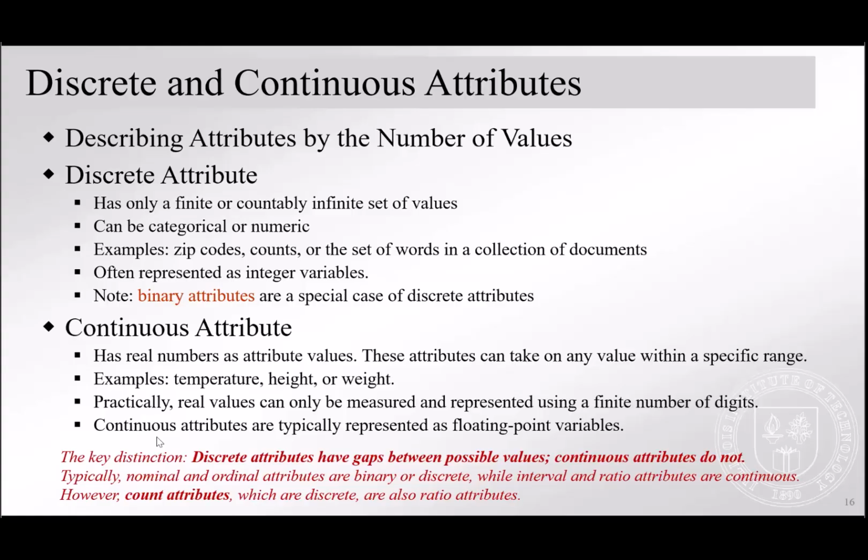The key distinction here is that discrete attributes have gaps between possible values. Continuous attributes do not. Typically, nominal and ordinal attributes are binary or discrete, while interval and ratio attributes are continuous. However, count attributes, which are discrete, are also ratio attributes.